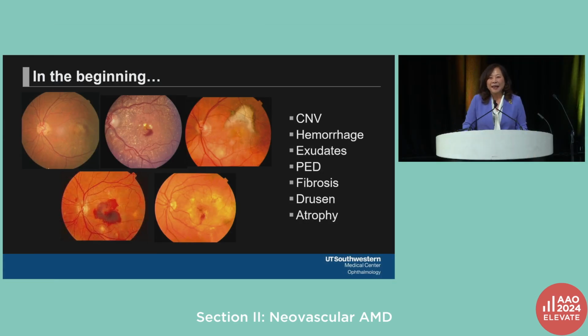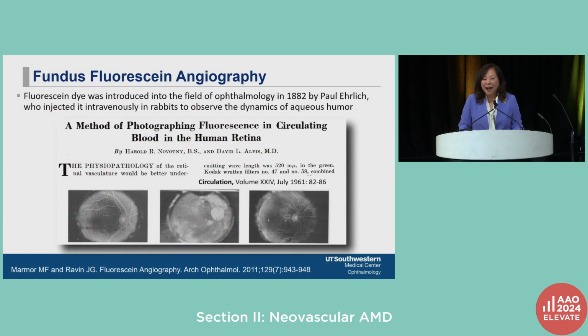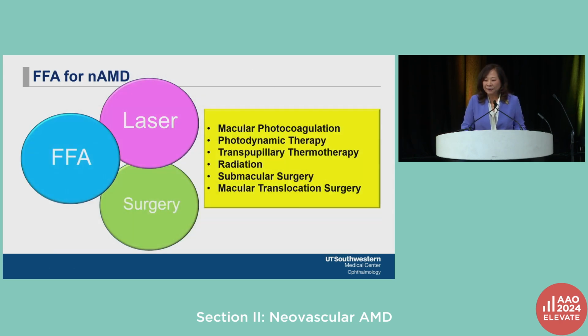When we speak of imaging in neovascular AMD, of course, there's color fundus photograph, which we can use to document its location and extent, as well as associated findings. While fluorescein dye was introduced into the field of ophthalmology in 1882, it took two medical students in 1961 to show that fluorescein angiography can be performed in humans.